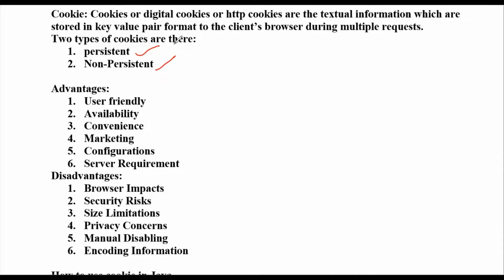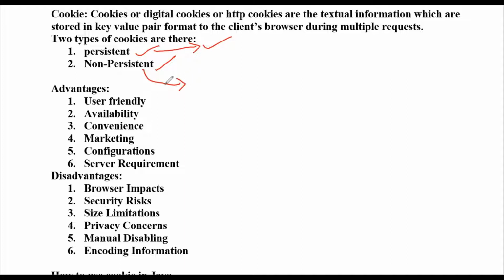Now coming to the persistent cookie, it means that the cookie is valid for multiple sessions and it is not removed from the browser cache memory unless you log out or sign out. Even if you close the browser, you are still there. That is what is called persistent.